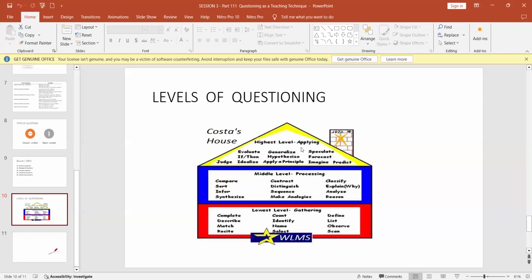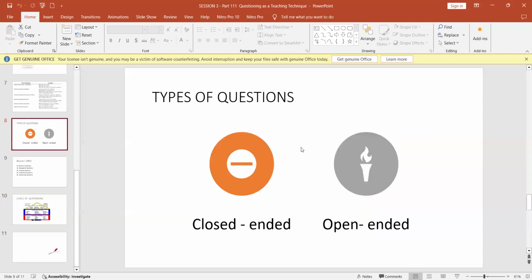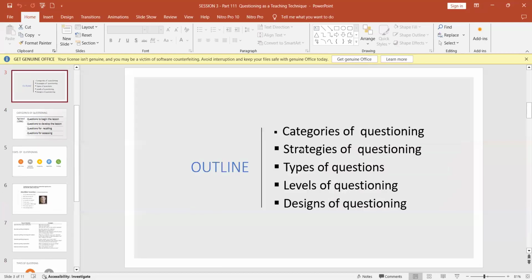So now I want to tell you something else. I did not cover one thing, that is designs of questioning, because questioning is that important. Questioning is teaching, actually speaking, according to Agrawal. If you don't question, you're not teaching. So questioning has a big role to play. Some say it's the hackneyed technique in the classroom.